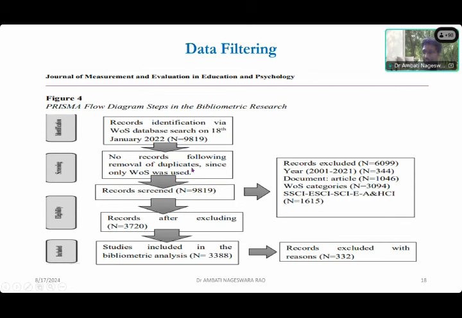Number of records following removal of duplicates. In case you are collecting data from Scopus and Web of Science, two databases, you can also see if there are any duplicates. Even within the Scopus database, you may get duplication, so it's always better to check for duplicates and remove them. And overall screened documents. You can also screen by year or by document type, like articles. If you have social science, humanities or management, that way also one can filter the data set.